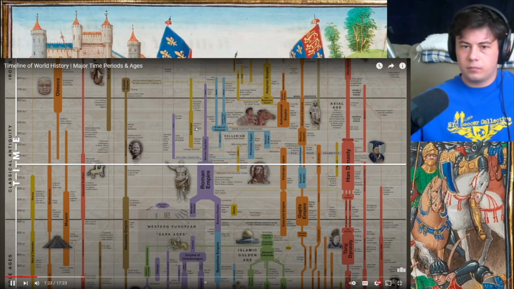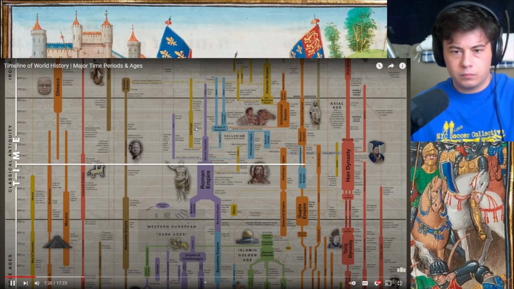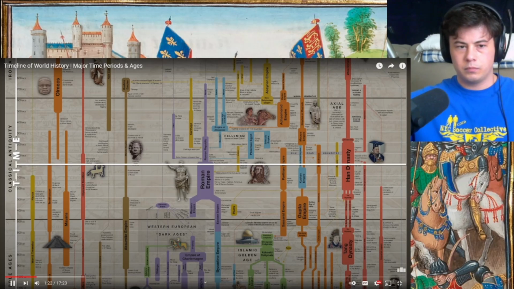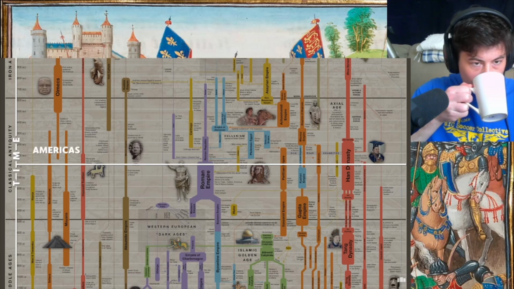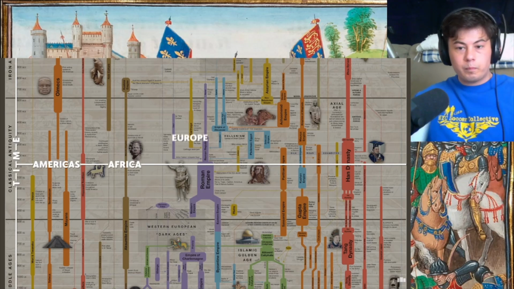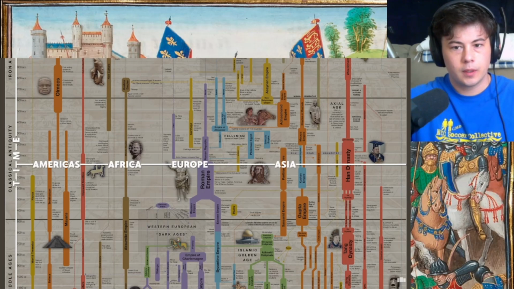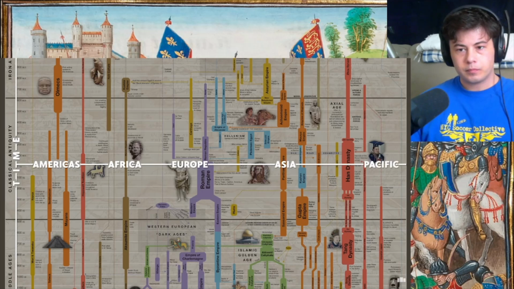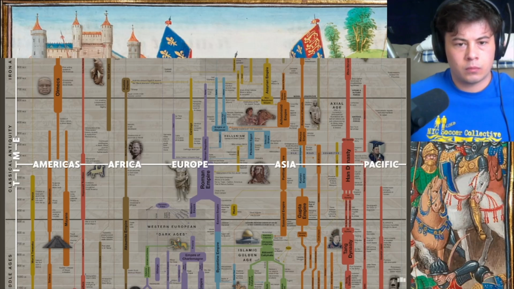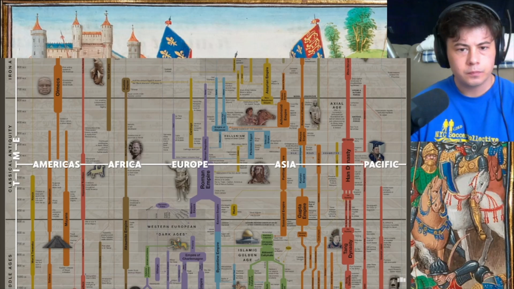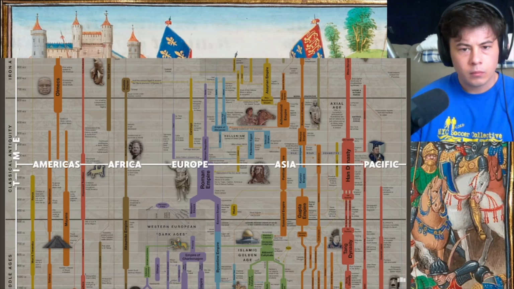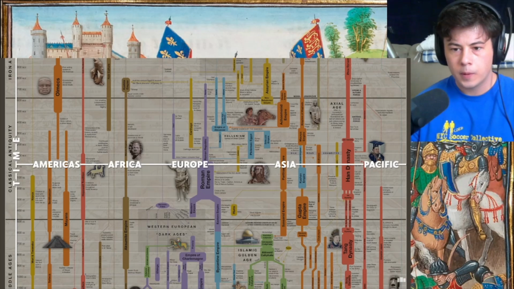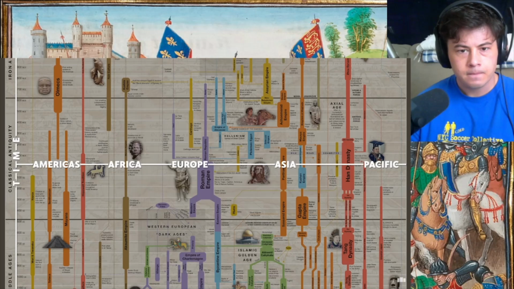Horizontally, the various sections of the chart represent different parts of the world. So on the far left, we have the Americas, followed by Africa, Europe, Asia, and finally the Pacific Islands. Every line on the chart represents a specific culture, civilization, or empire, and the width of the line represents the relative importance of that culture when compared to other cultures from the same time period or region.